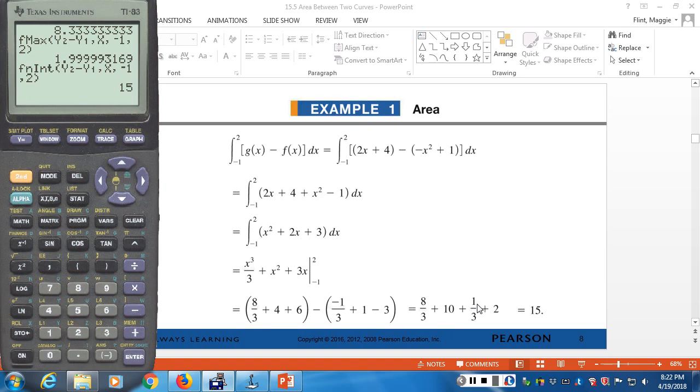9/3 would be 3 plus 10 plus 2. Now, the answer is 15. The answer is 15. I'm not sure how I managed to get 25/3, but the answer is 15. Which is why it's good to trust your calculator sometimes.